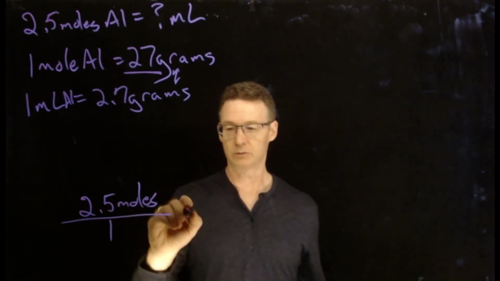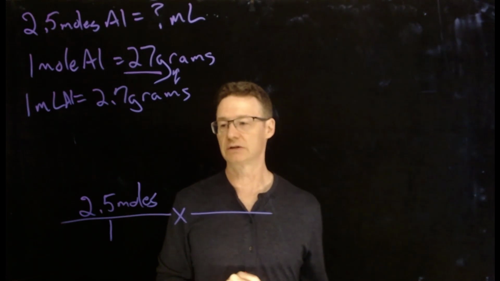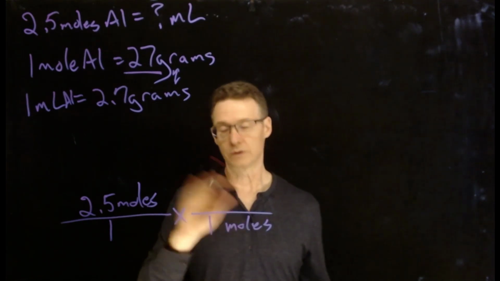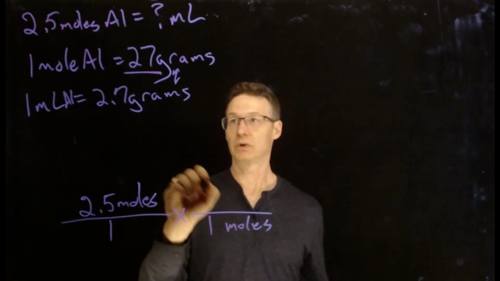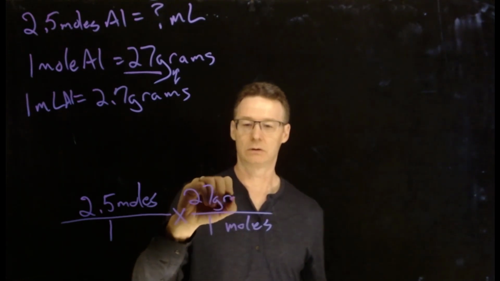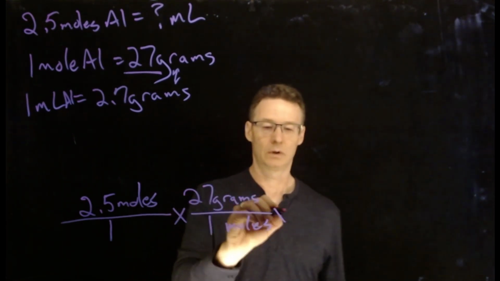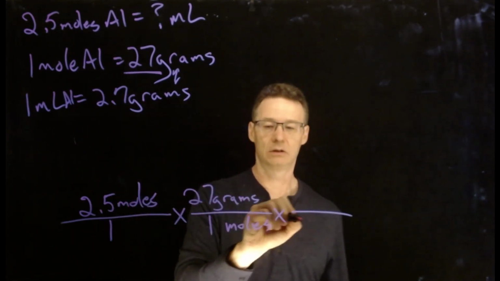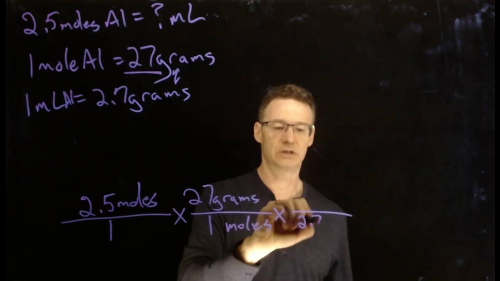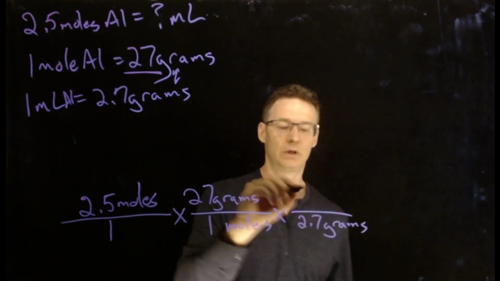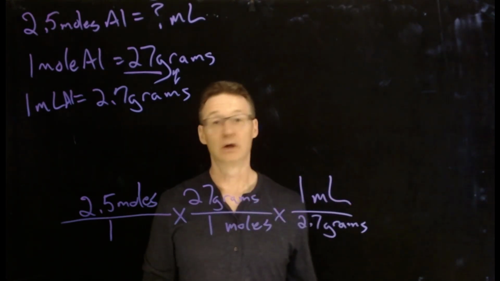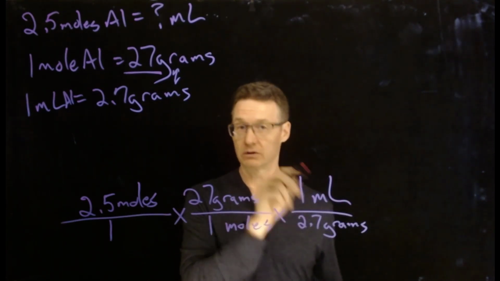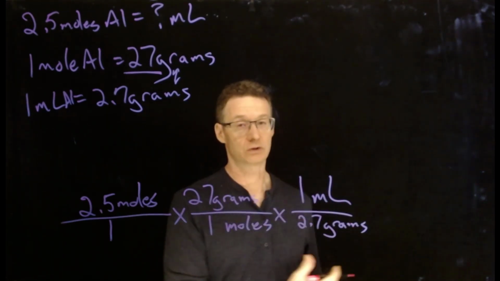Remember, we can put that over 1 just to be clear that we're putting stuff on the top and the bottom in different places. Since I want to cancel out moles, I have to put moles on the bottom. 1 mole on the bottom, and I know grams on the top is 27 grams. Second conversion factor with grams and milliliters. Since I don't want grams in my answer, I have to put the 2.7 grams on the bottom and the 1 milliliter on the top. Whatever you're converting to in your answer should be on top of your conversion factor. Whatever you're converting to goes on top.